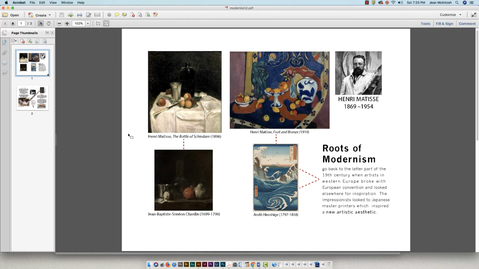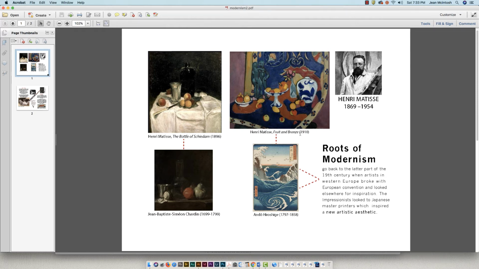These still lifes typically had fruit and perhaps a vase, and they were set up on a table that was apparently a wooden table with some kind of a cloth over top of it. And you can just see that the influence in this painting goes back at least 100 years. And I thought that was kind of interesting.